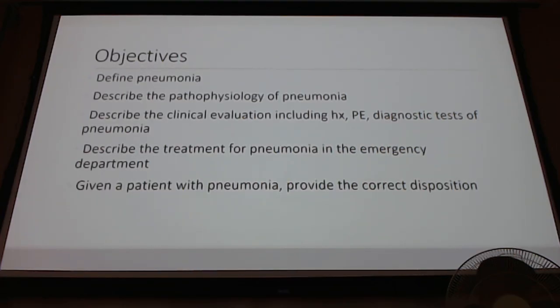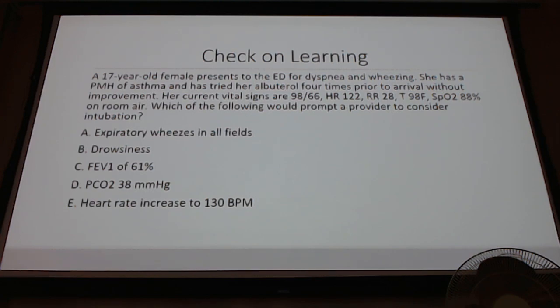All right, so we're going to get rolling here, but first we'll do some check on learning, covering our asthma lecture yesterday. So you got a 17-year-old female, presents with acute dyspnea and wheezing, has a past medical history of asthma, has tried her albuterol 4 times prior to arrival, no improvement. Vital signs 98/66, heart rate 122, respirations 28, 98 temp, SpO2 88% on room air. Which of the following would prompt a provider to consider intubation?